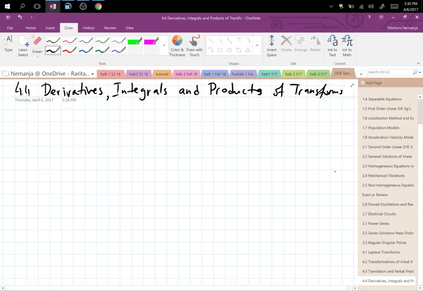We should be good. Hello and welcome back to differential equations section 4.4. We're still exploring Laplace transforms. This would be derivatives, integrals, and products of transforms. So we know that we can't take the derivative of two functions multiplied without the product rule. If we have multiplication of two functions and we have an integral of that, we usually use integration by parts.